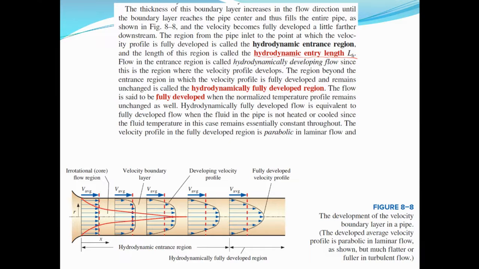And then the flow becomes thermally fully developed when the normalized temperature profile remains unchanged, meaning it remains constant. And thermally fully developed flow is equivalent to hydrodynamically fully developed flow when the fluid in the pipe is not heated or cooled, since the fluid temperature in this case is essentially the same. And the fully developed region is parabolic in laminar flow. In turbulent flow, it may not be parabolic. It will be more or less like a plug. This we may see later.